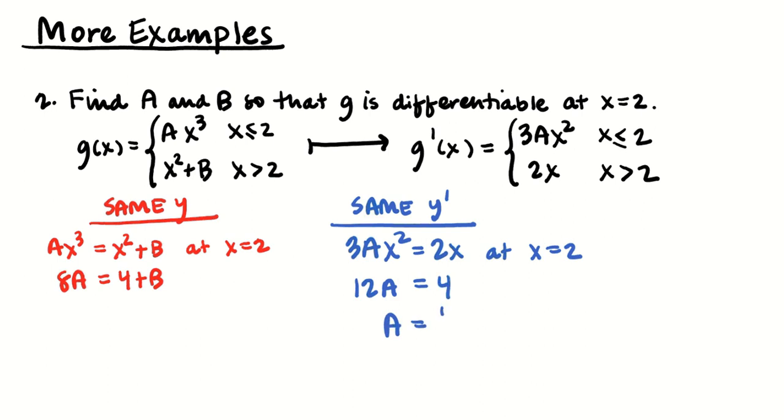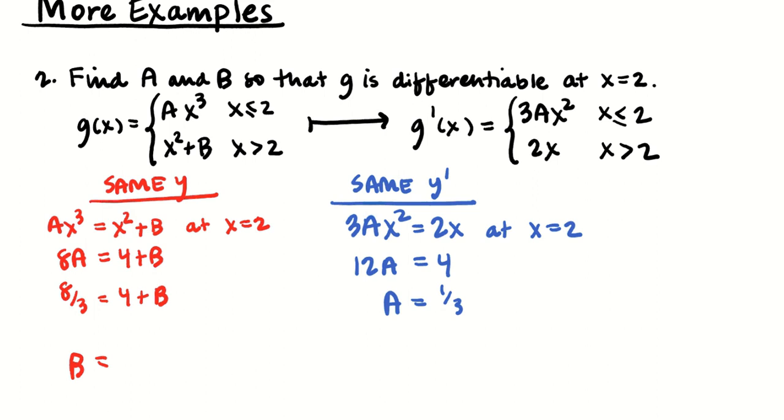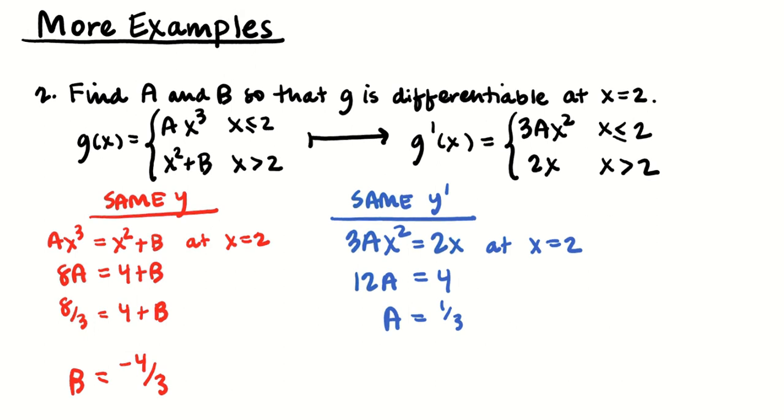So a is 4/12, which is 1/3. Now, 8a is 8/3, which equals 4 plus b. So b is 8/3 minus 4, which is 8/3 minus 12/3, so b is going to need to be negative 4/3. 8 minus 12 is negative 4, yeah. And that's how we determined values of a and b that made the function differentiable at x equals 2.